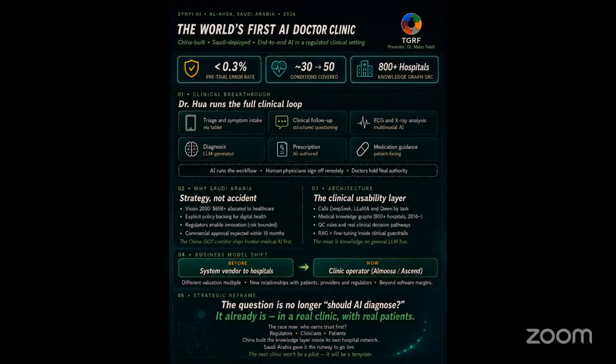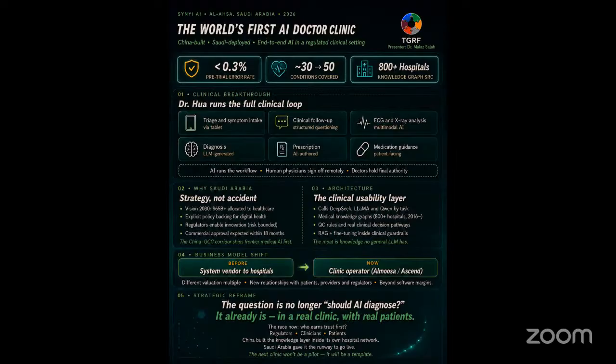The post also mentions a pre-trial error rate of under 0.3%. That sounds impressive, but we must be careful. A pre-trial error rate is not the same as independent real-world clinical validation. It tells us that the system may have performed well in a controlled setting, but it does not yet prove safety across diverse patients, complex conditions, and unpredictable real-world clinical presentations.